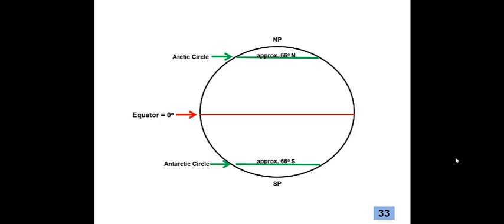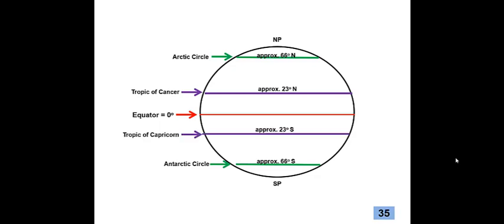Now, the next two lines are a little bit closer to the equator. The first one we'll look at is north of the equator. It's labeled the Tropic of Cancer. So we're thinking about the tropics now, and that's at approximately 23 degrees north latitude. And again, we have our equator as the mirror, so whatever we have north, we're going to have south. Our tropic south of the equator is called the Tropic of Capricorn, and that is at approximately 23 degrees south latitude.